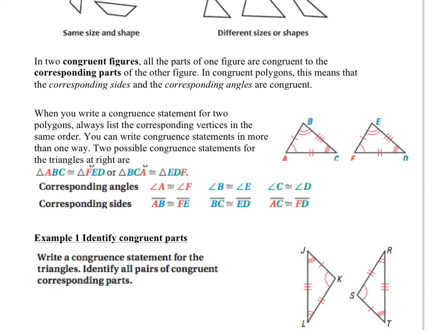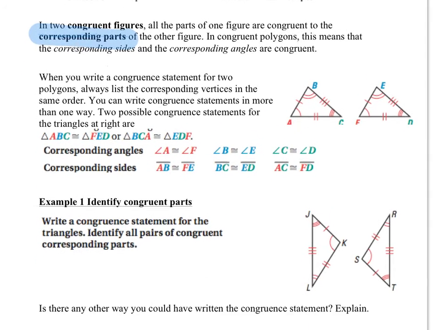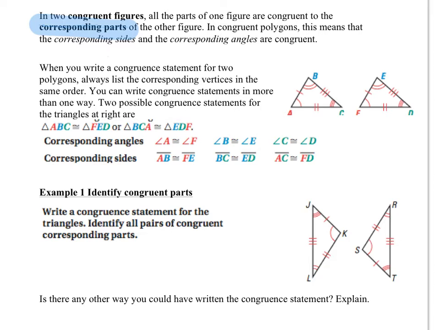When we have congruent figures, all of the parts of one figure are congruent to the corresponding parts of the other. So in congruent polygons, this means that the corresponding sides and the corresponding angles are congruent. A congruence statement is just listing the corresponding vertices in the same order. So for this figure that I have drawn here, triangle ABC would be congruent to triangle FED.